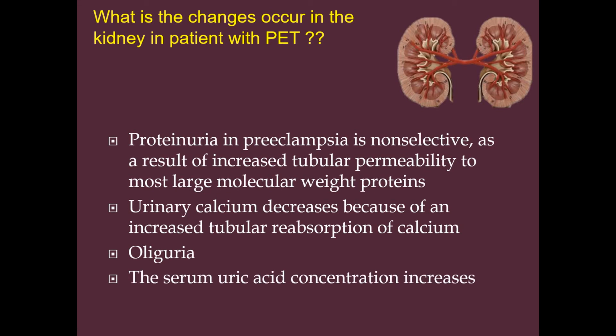The uric acid concentration is increased. Hyperuricemia in preeclampsia is not only because of increased production, but also due to increased reabsorption and decreased excretion of uric acid in the proximal renal tubules.